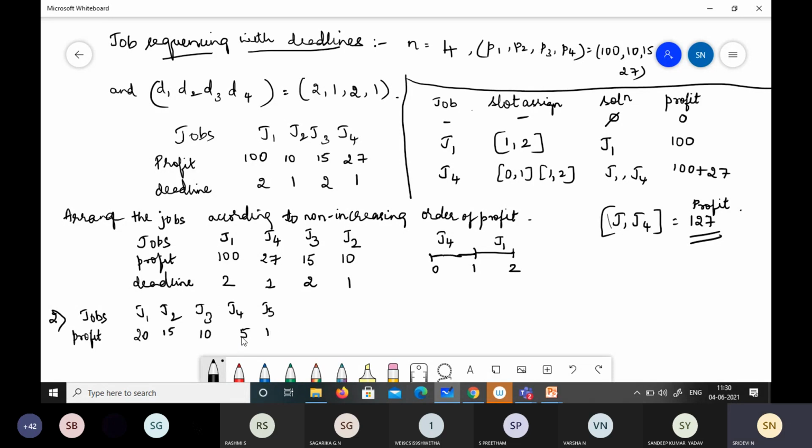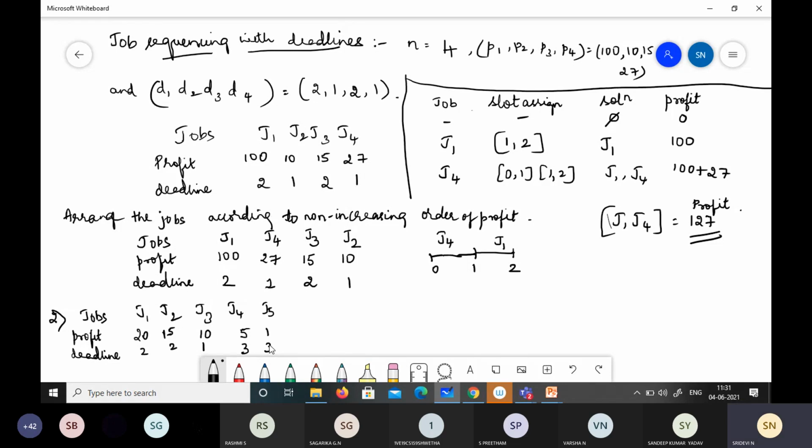First check whether they are already in order. If they're already in order, no problem. If they're not in order, you have to just arrange them in non-increasing order of profit. Okay, this is the profit and the deadline is 2, 2, 1, 3, 3. Try with this.